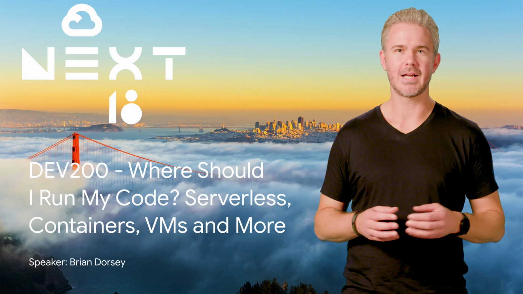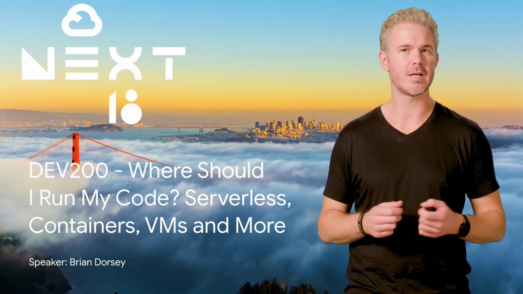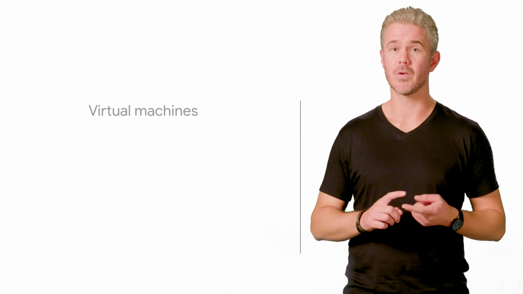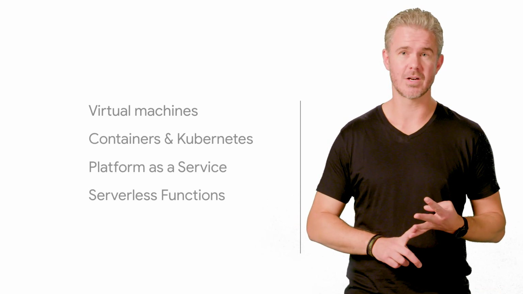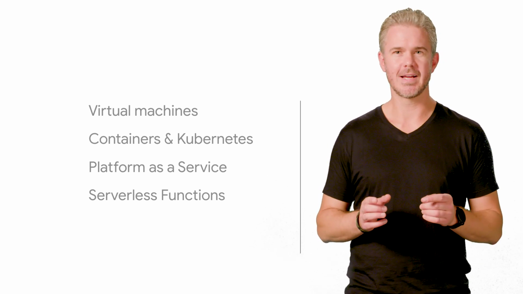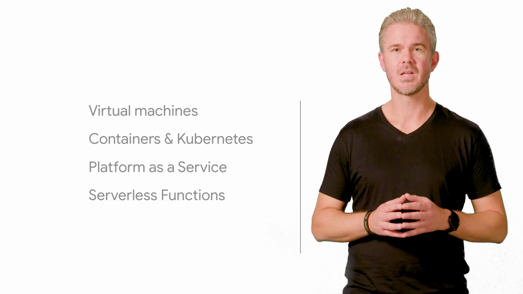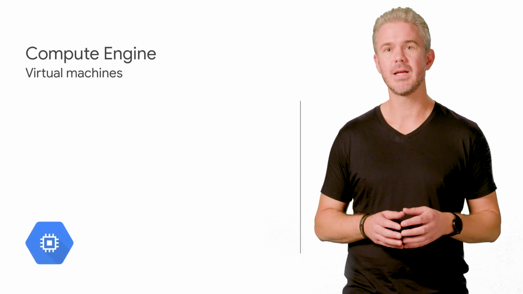Want to run your app in the cloud, but need some pointers on understanding the different options for running code on Google Cloud Platform? Let's dive in. Here are 4 ways to package and run your application: virtual machines, containers, platform as a service, and serverless functions. I'll briefly talk about each of these and explain what each approach looks like on Google Cloud Platform. First, let's talk about virtual machines, which is Compute Engine on GCP.